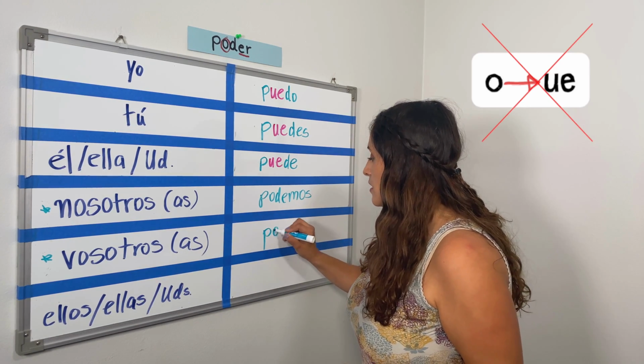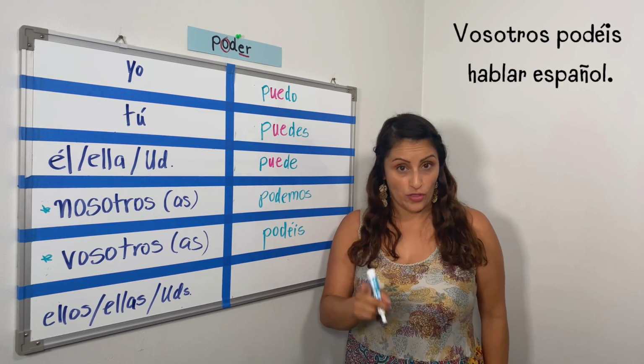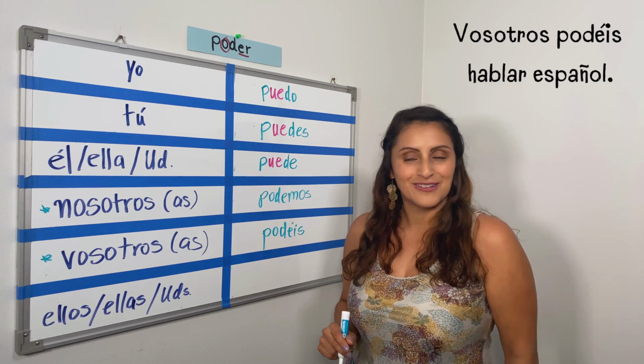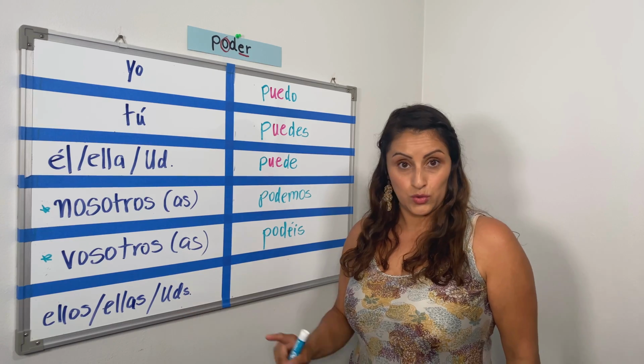Vosotros podéis. Vosotros podéis hablar español. And finally, ellos, ellas, and ustedes.